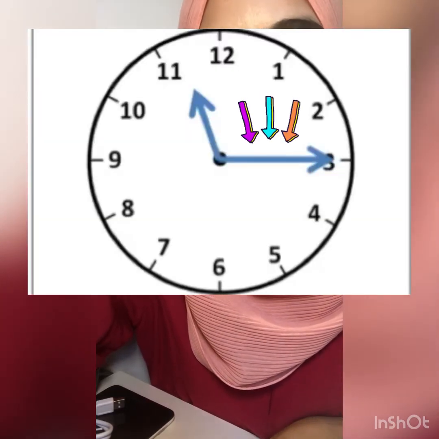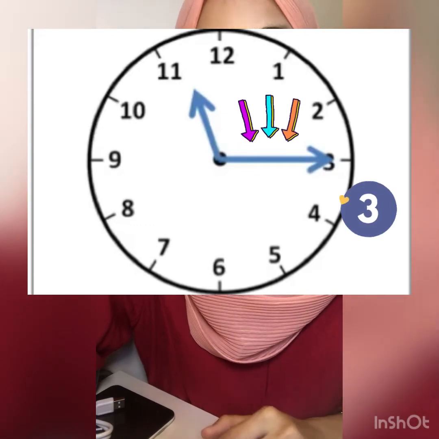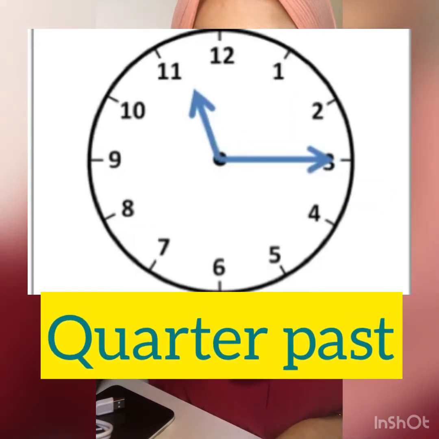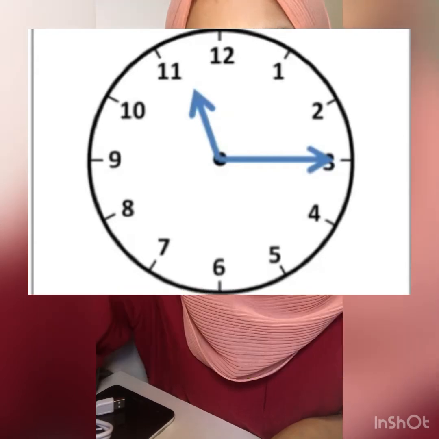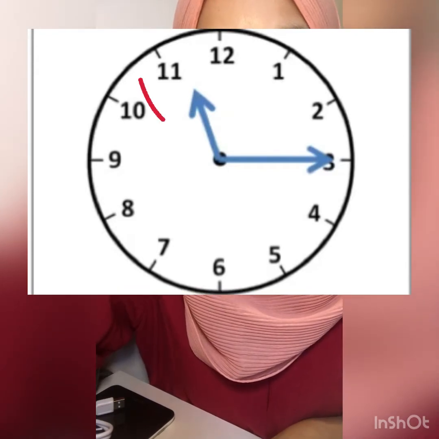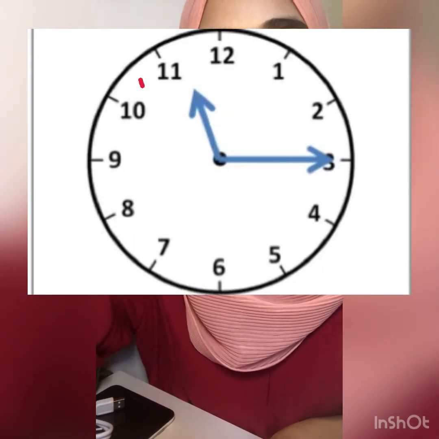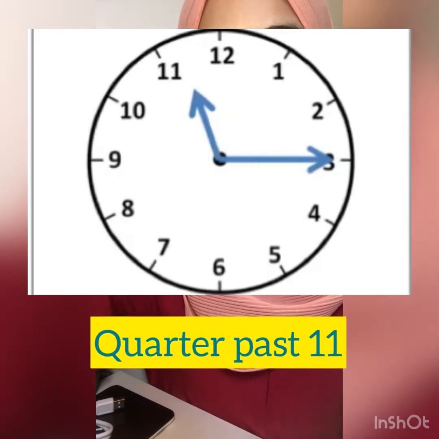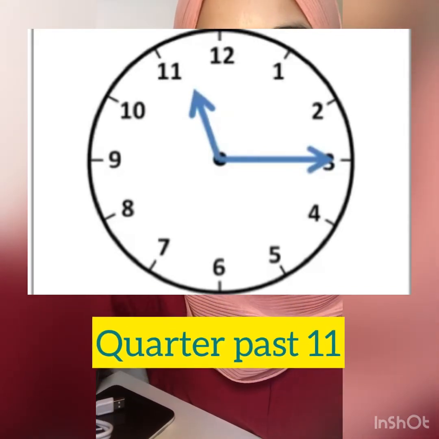So look at this one. Again, the long hand stays at number 3. That means it's quarter past. And the short hand goes to number 11. So when you want to tell the time, you will say quarter past 11.